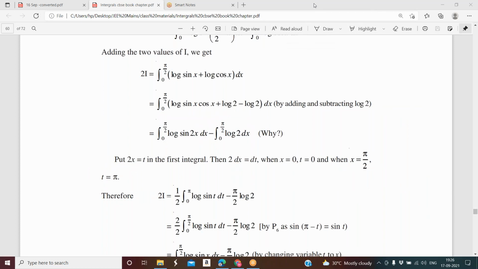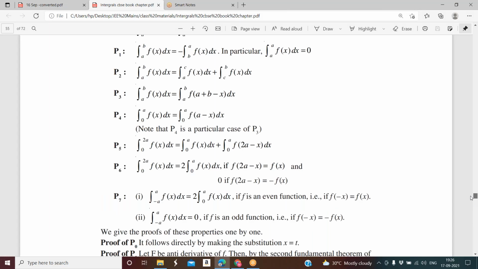This is property number 6. Go to property number 6. What it says actually: integral 0 to 2a f of x dx means 2 times integral 0 to a f of x dx, if f of 2a minus x equals f of x. So we are going to use this property: 2 times 0 to a means 0 to 2a.